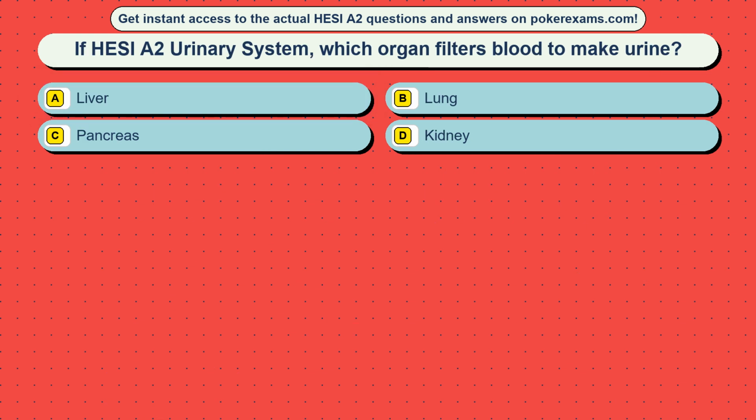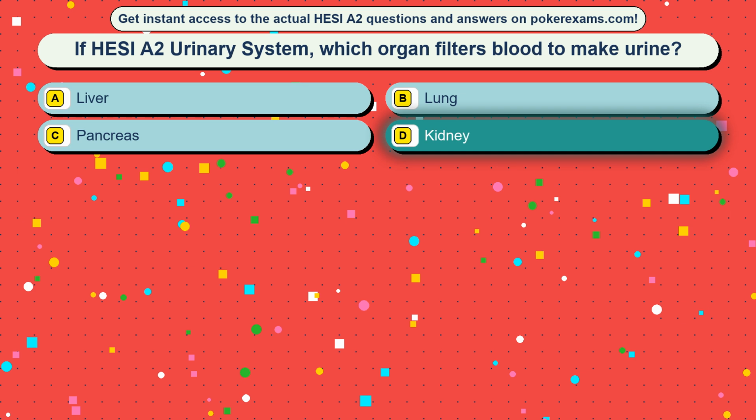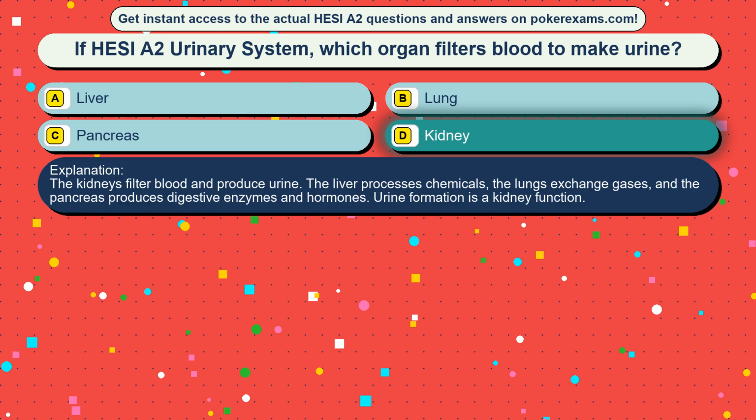Question 30. If HESI A2 urinary system, which organ filters blood to make urine? Option A, liver. Option B, lung. Option C, pancreas. Option D, kidney. The correct answer is option D, kidney. The kidneys filter blood and produce urine. The liver processes chemicals, the lungs exchange gases, and the pancreas produces digestive enzymes and hormones. Urine formation is a kidney function.